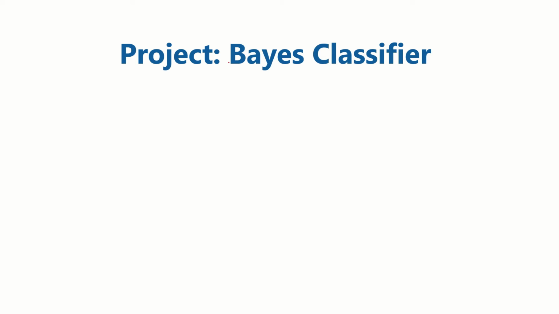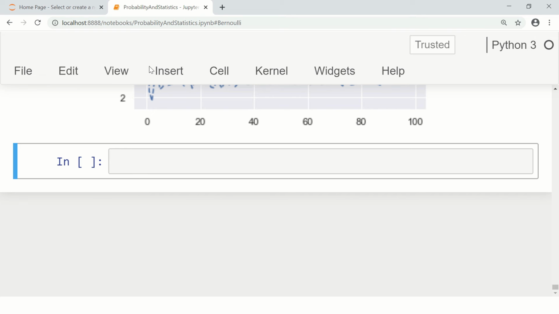Okay, in this particular video, we are going to build a Bayes classifier using the knowledge we just gained so far from the probability models. So basically, we will be working on real data, the Iris data, the classification data. Let me show you the data once again.